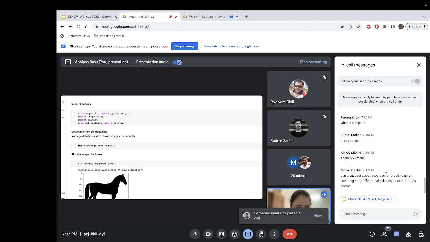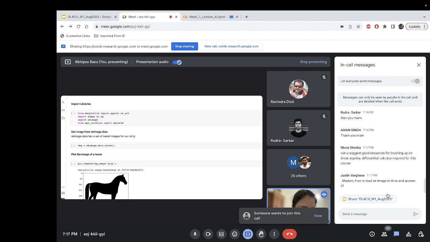Somebody is asking for good resources for brushing up on linear algebra and differential calculus. For differential calculus, whatever you'll have in the deep learning part is pretty simple. You can just go through some basic formulae on Google. And for linear algebra, if I find some good resources, I'll let you know.